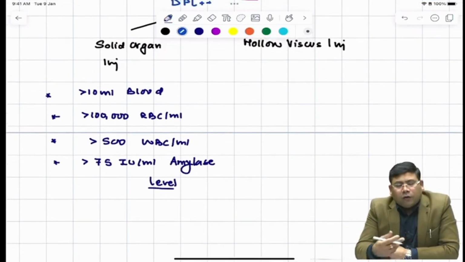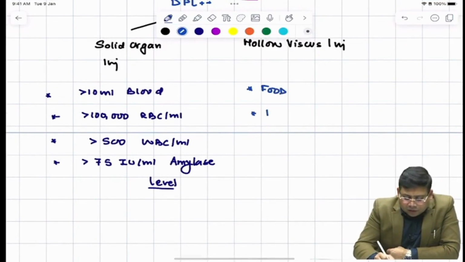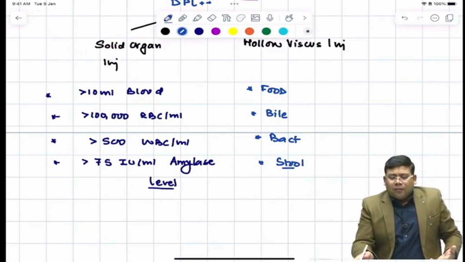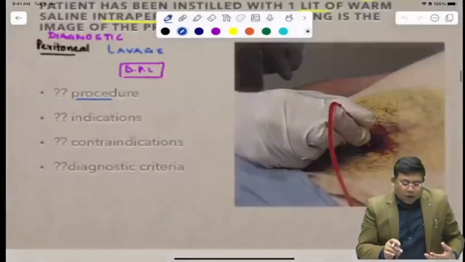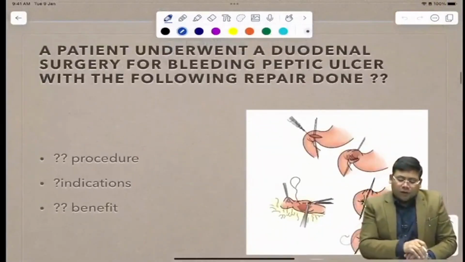When you talk about a hollow viscus injury, you will have a bowel perforation. So if there is bowel perforation, on aspiration you will have either food, bile, bacteria, or stool. These are the cardinal things that we have. This is how we decide whether it's DPL positive or not. Today DPL has been replaced by FAST, so we don't do DPL. This is very important.